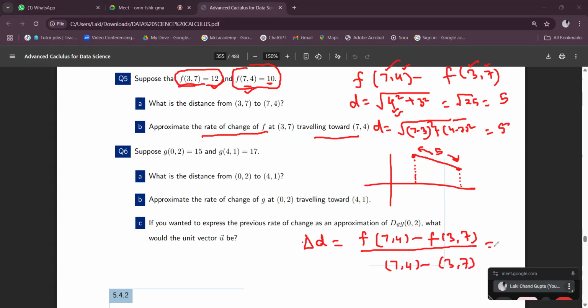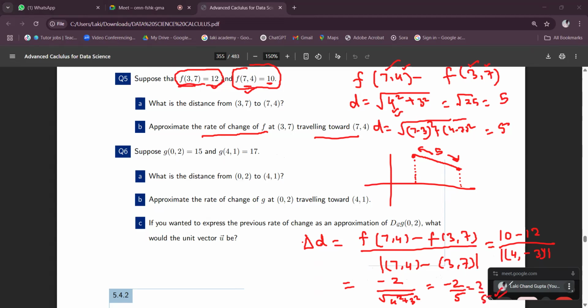At (7, 4) this is 10. Upon 7 minus 3, 4. This is the absolute value, and this is minus 3 absolute value. You know how to find absolute value? Change the 4 square minus 3 square. But distance is never negative, so you can write 2 over 5.